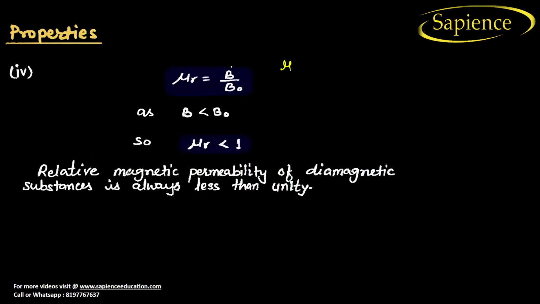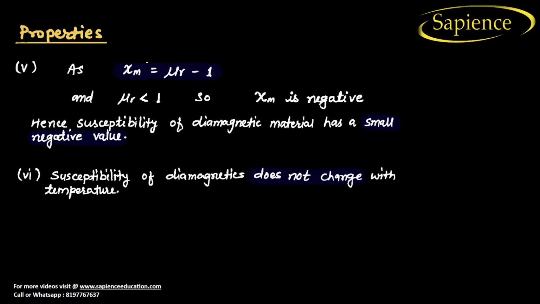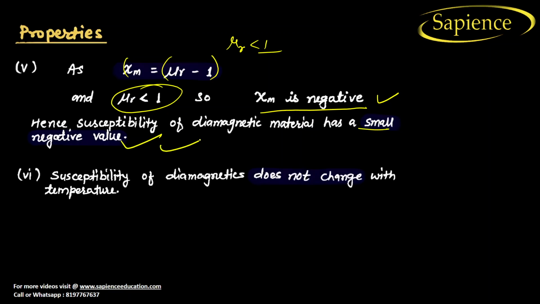From here, mu r is equal to B by B naught. Since B is less than B naught, B by B naught is less than 1. So mu r is less than 1. So the relative magnetic permeability of a diamagnetic substance is always less than unity. This has to be memorized. Now susceptibility is equal to mu r minus 1. Since mu r is less than 1, mu r minus 1 will always be negative. So the susceptibility of a diamagnetic material has a small negative value.